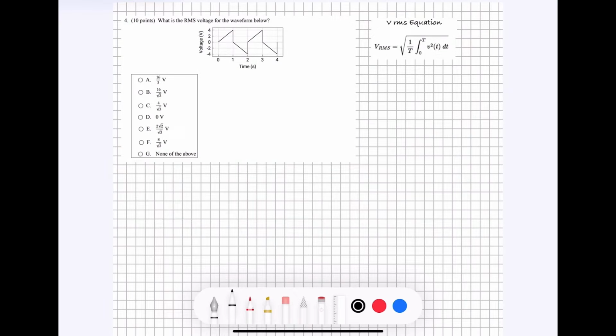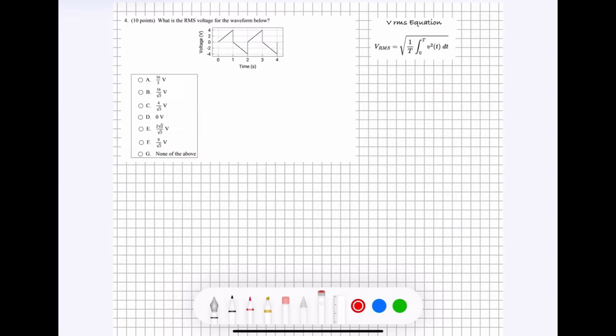All right, so here we're going to solve problem number 4. It asks, what is the RMS voltage for the waveform below? And as you see over here in the top corner, we have this VRMS equation, and that's going to tell us what the RMS voltage value is. If you had a problem that was asking for the RMS current, you could use basically this exact same formula, but anywhere it says voltage, replace that with a current. So that would be I right there, and this would be I squared T in there. And it's basically the exact same formula.